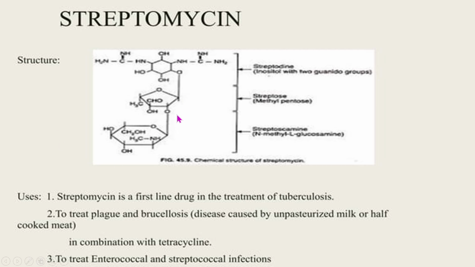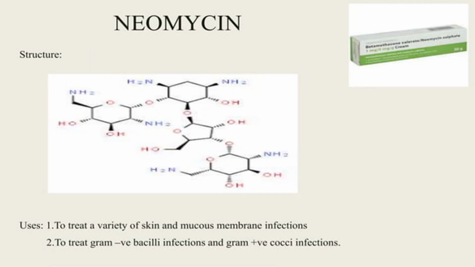This particular drug is used for the treatment of tuberculosis, and to treat the plague and brucellosis infections. Brucellosis is an infection caused by unpasteurized milk, or if a person eats half cooked milk. So this type of bacterial infection is caused when we eat unpasteurized milk and half cooked milk. Now, streptomycin, in order to treat the plague and brucellosis, is given in combination with a drug, that is tetracycline. This is also used to treat the enterococcal and streptococcal infections.